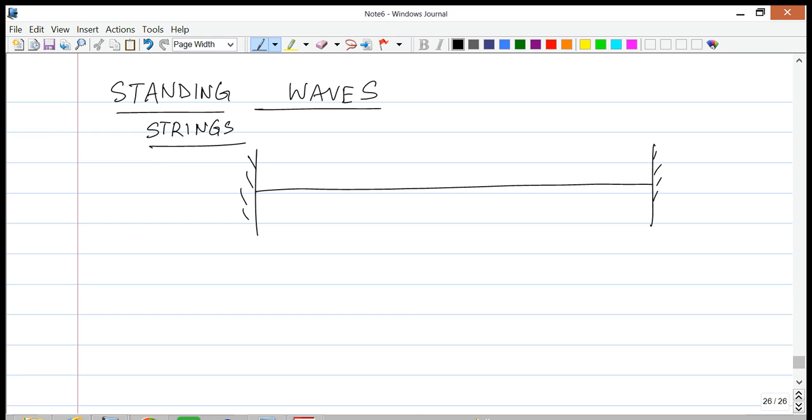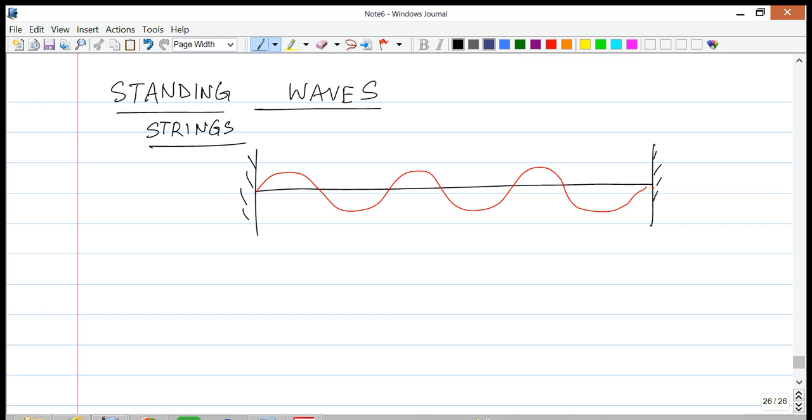If we were to cause a disturbance in this string, either by plucking the string or by, say, bringing a tuning fork next to the string, that would lead to a vibration of the string. Then a wave would travel in the string in one direction, and at the other end this wave would get reflected, and the reflected wave will combine, superpose with the original wave.